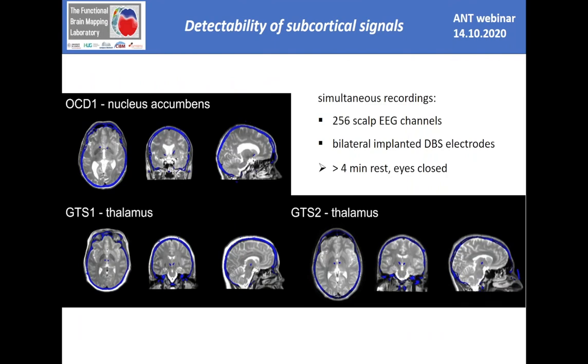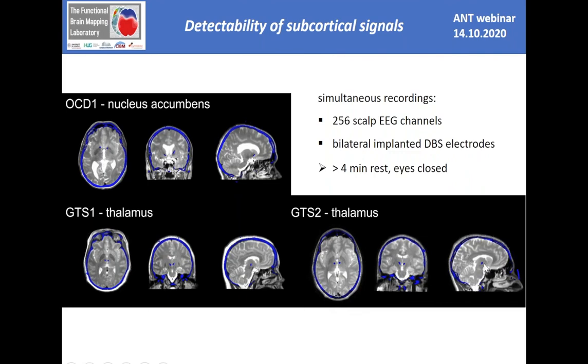Is it possible to detect subcortical signals? That is a very challenging validation study, asking the question: can we detect subcortical signals? Usually people claim that is not possible at all. And here we had the unique chance to record from 256 scalp EEG channels while having DBS electrodes implanted in the thalamus or the nucleus accumbens. So we could record at the same time from these deep structures plus non-invasively on the scalp.